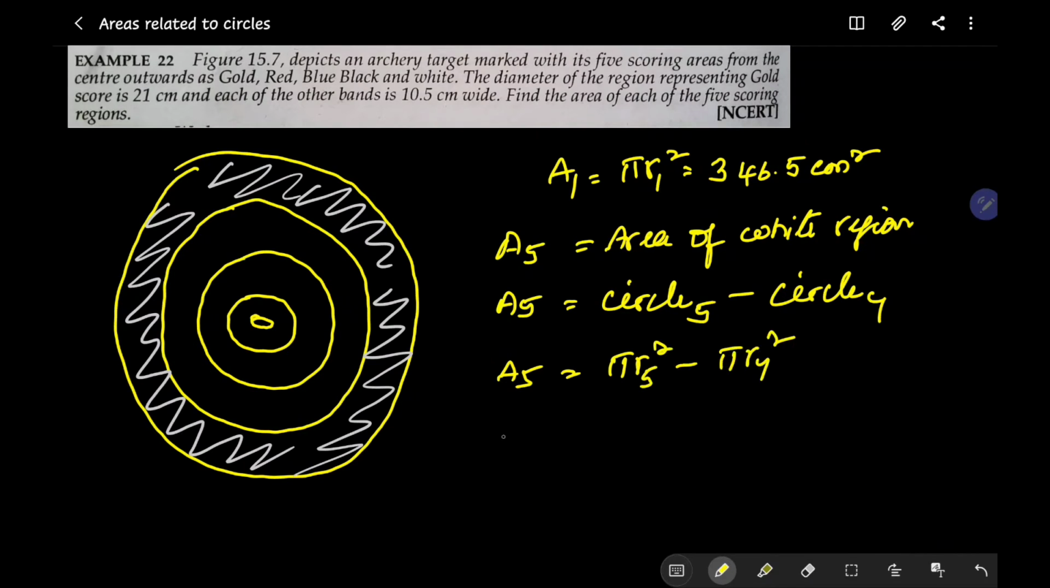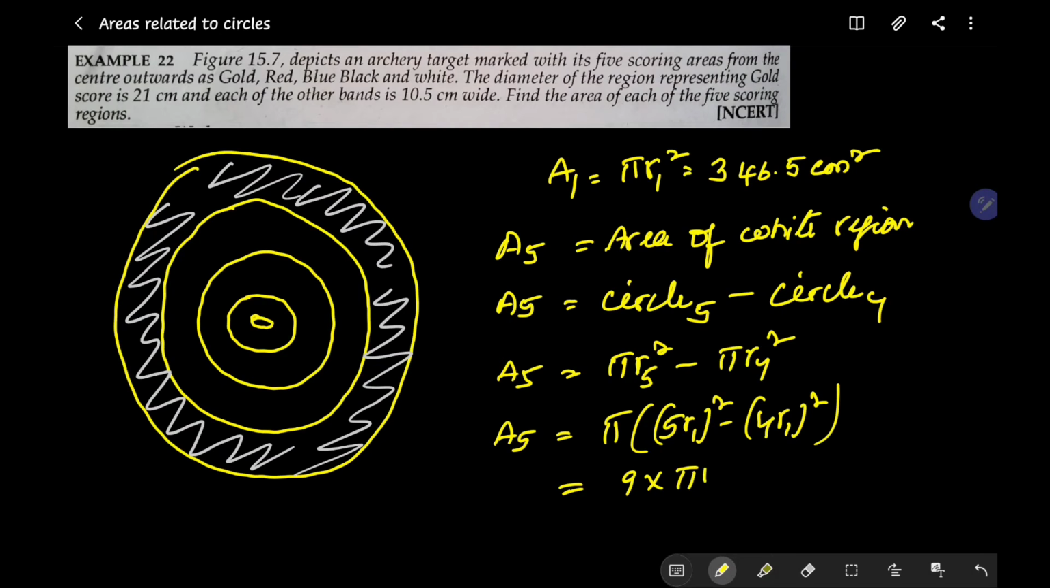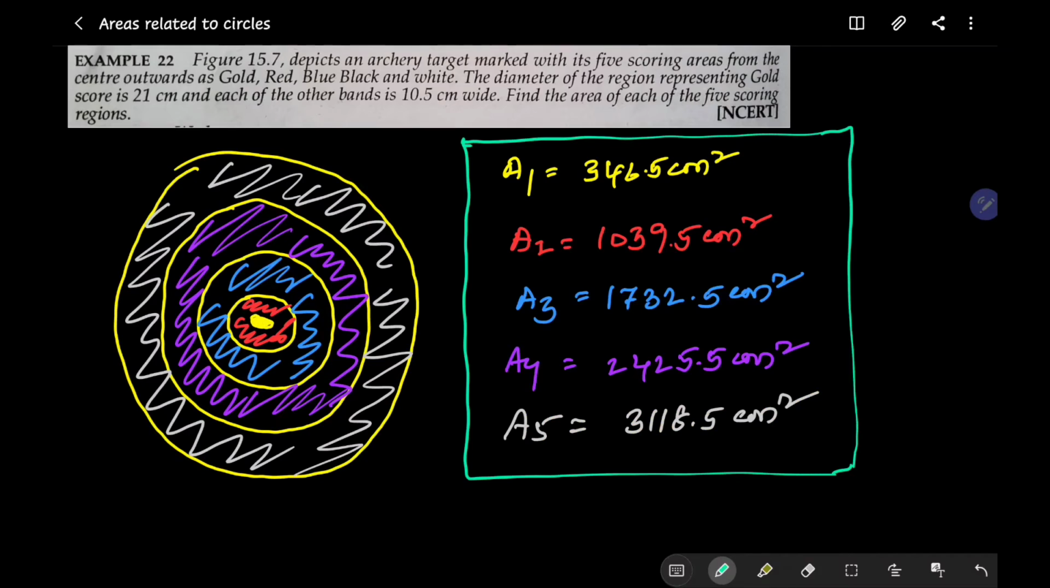Finally, the white color scoring region can be found out by subtracting the fourth circle from the fifth circle. Then we'll get the area of the fifth scoring region also. Thus, we found out the areas of all the 5 scoring regions.